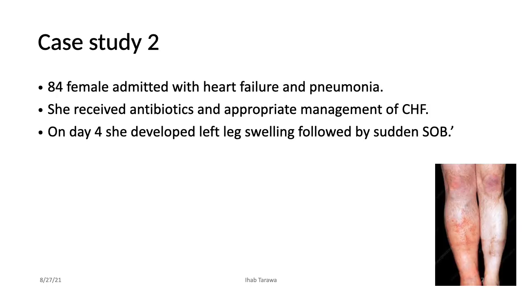Case study number 2: this is an 84-year-old female admitted with heart failure and pneumonia. She received antibiotics for her pneumonia and appropriate treatment for heart failure. On day 4, she developed left leg swelling, followed by sudden shortness of breath. Most likely, this lady developed DVT and probably has pulmonary embolism.